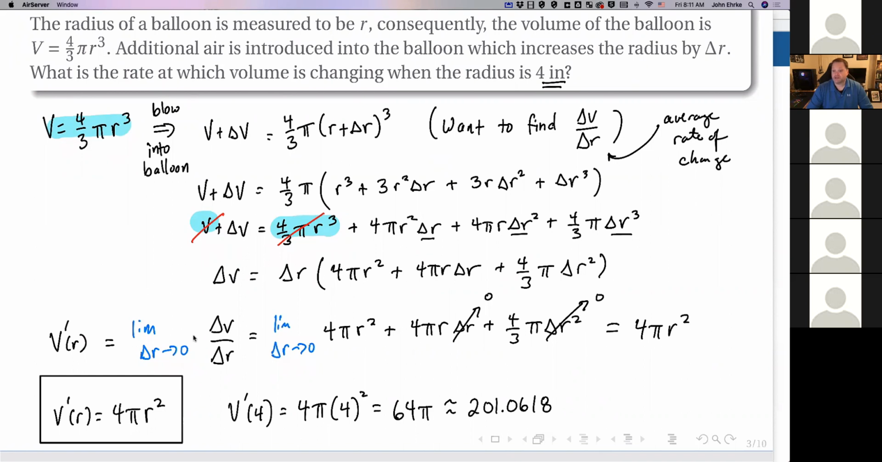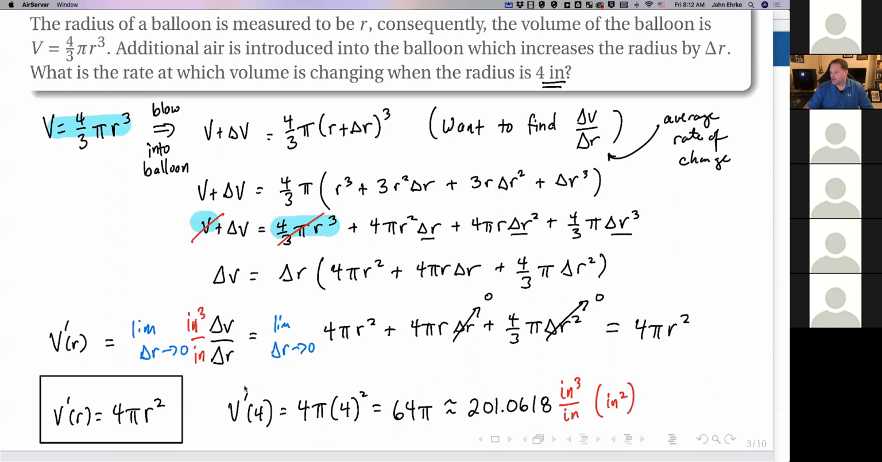Okay, Melanie is saying inches squared. Okay, let's talk about this. So I said it's the same as the units for the ratio, right? So the units for volume are inches cubed, right? The units for radius are inches. So the units for the derivative are inches cubed divided by inches. And Melanie is saying that it's inches squared.